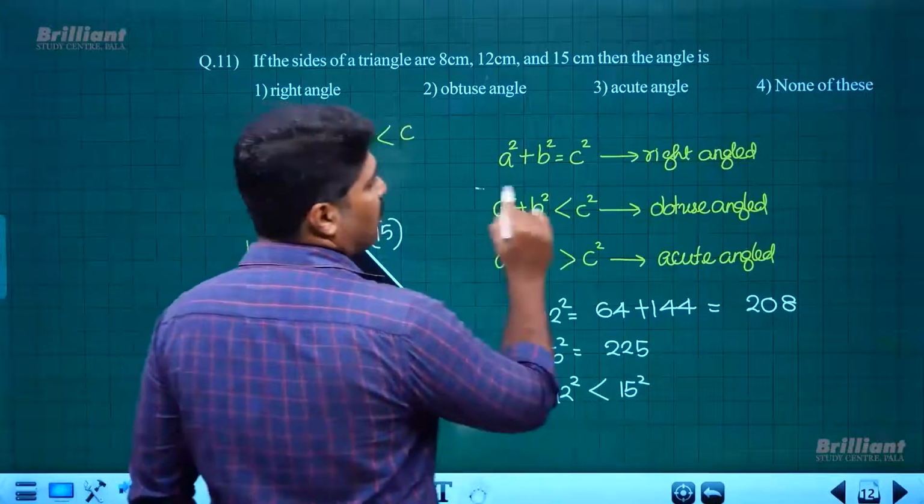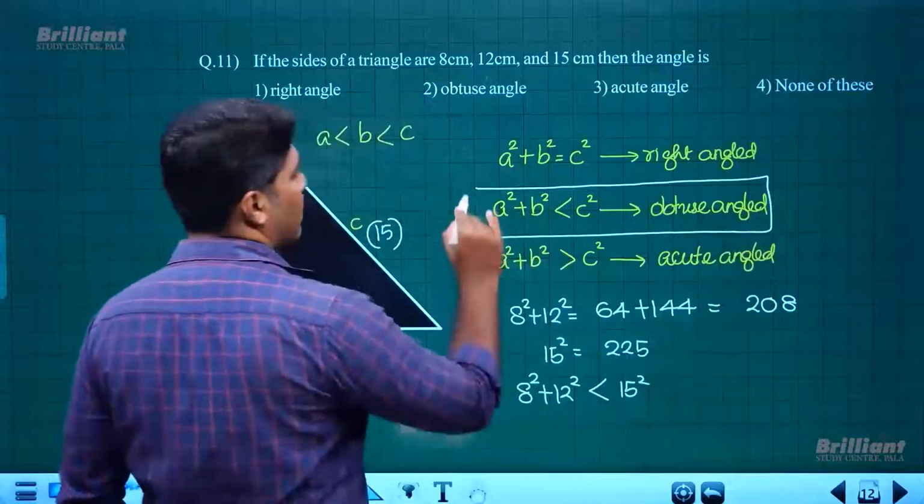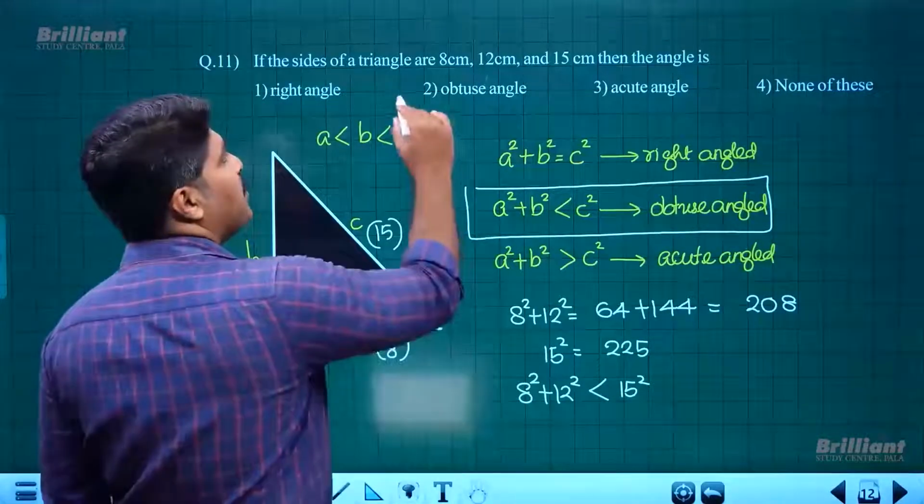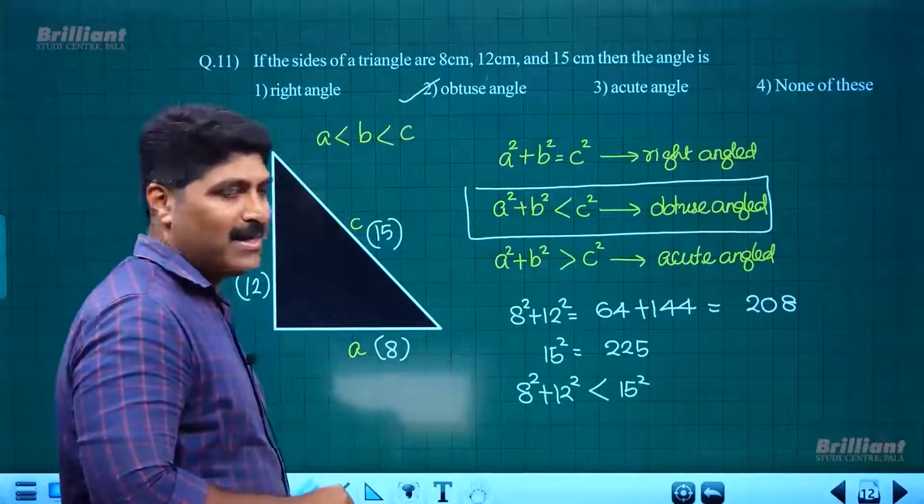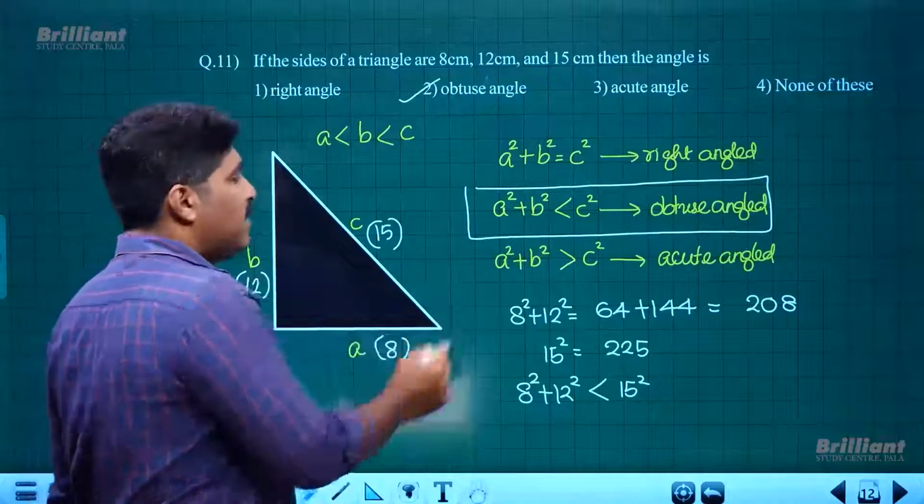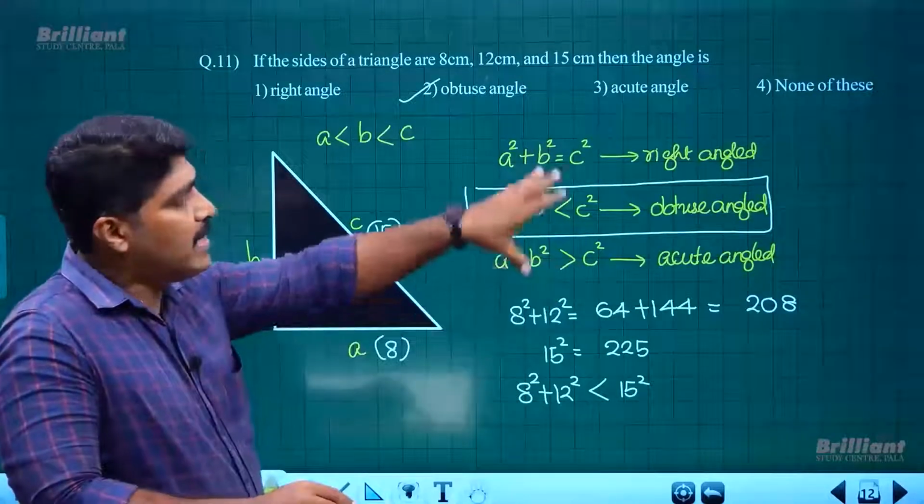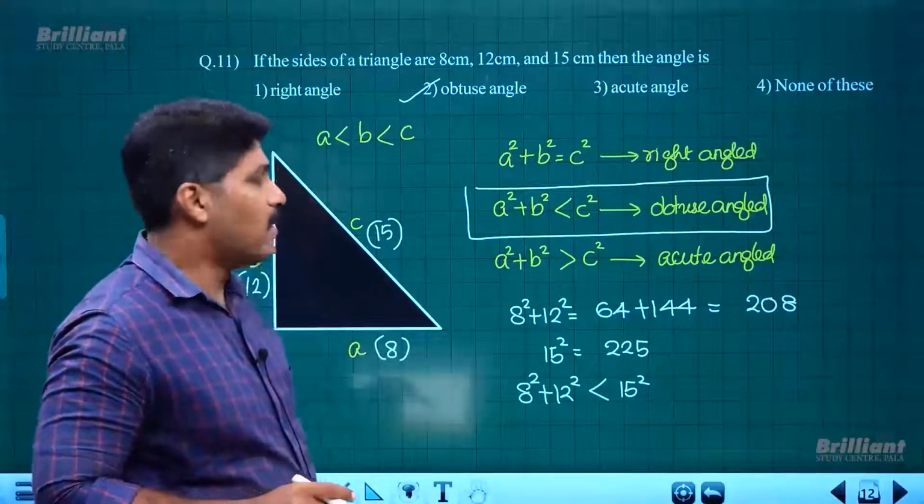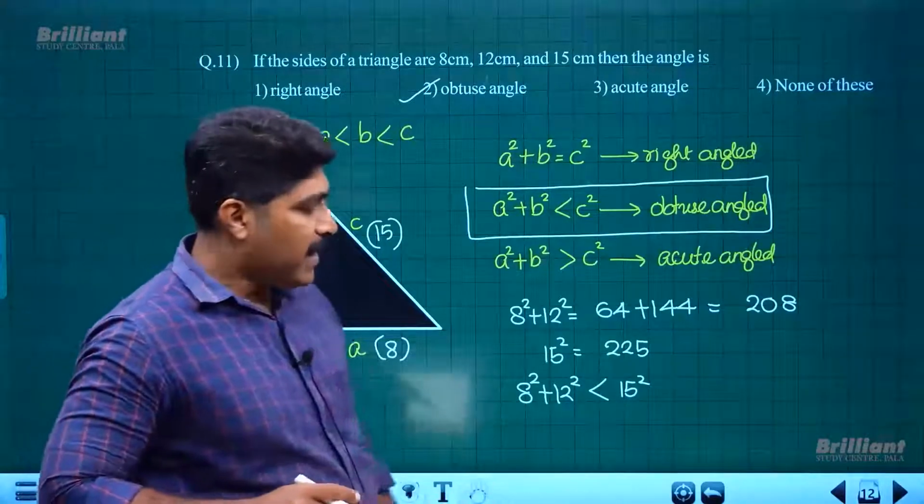If it is less than 15 square, then what's the conclusion? Which type of triangle is it? Therefore, it is an obtuse angled triangle. Correct? So that's a tricky concept. It is based on this comparison result. Once you are familiar with the result, then only we can reach the conclusion for such a question. So that's the basic idea.